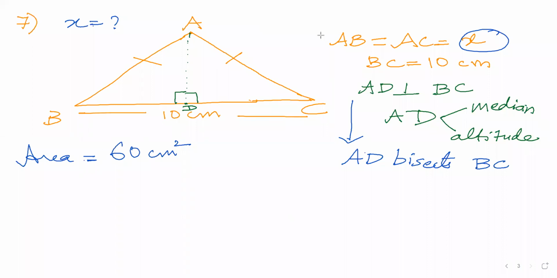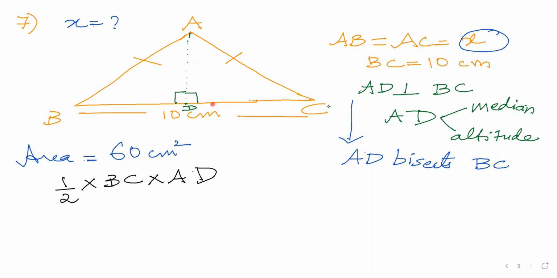See, area, now let me not be specific to an isosceles triangle. For a general triangle, what is area? Half into base into height. Here base is BC. Height is from the opposite vertex to the base, whatever perpendicular distance is there, that becomes my height or altitude. In this case, it is AD. From the opposite vertex, if I drop a perpendicular onto the base, that becomes my altitude or technically the height.